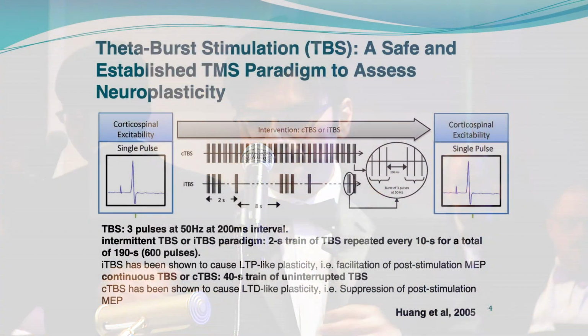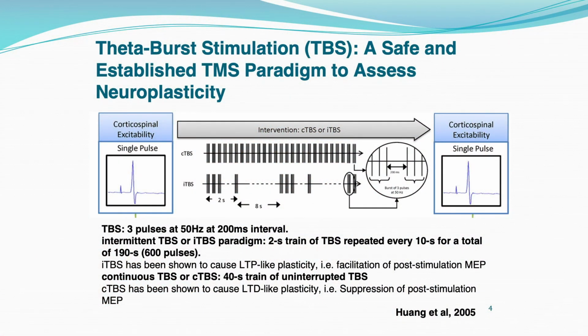So transcranial magnetic stimulation is very effective. It is very well tolerated. It is safe. Okay, the type of magnetic stimulation I'm using in my study is called theta burst stimulation. I'm using this theta burst stimulation to assess neuroplasticity. Now, how do we use magnetic stimulation to assess neuroplasticity?